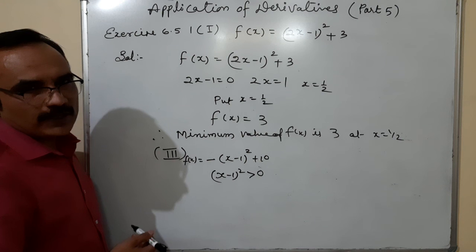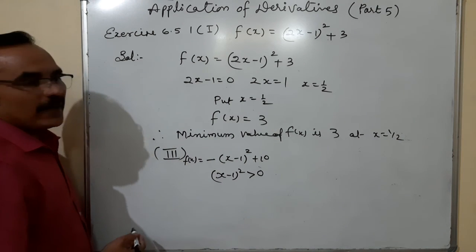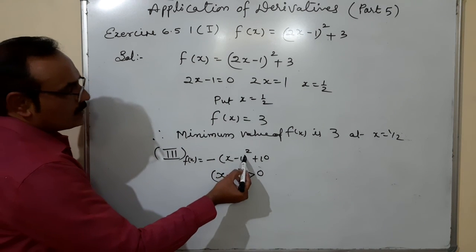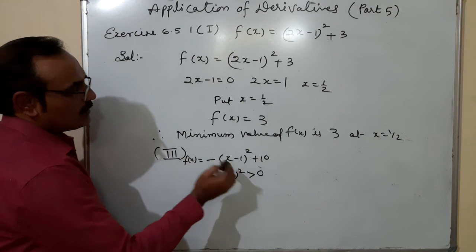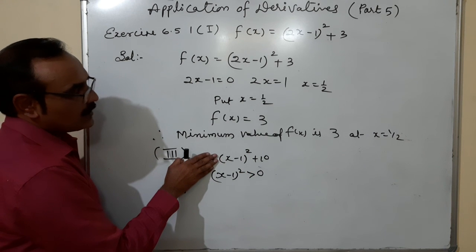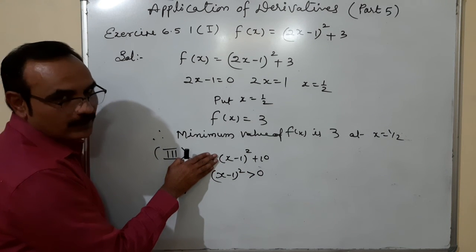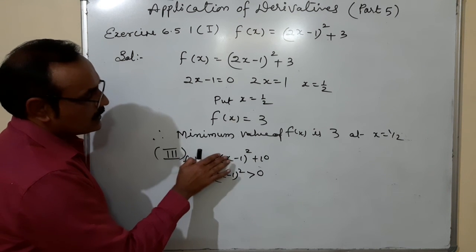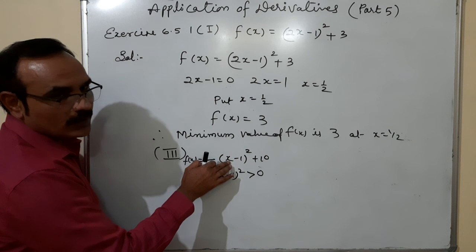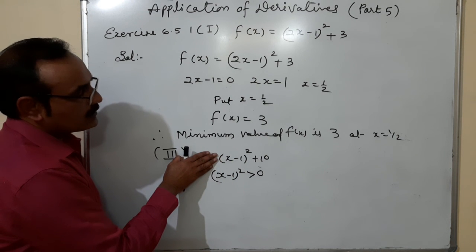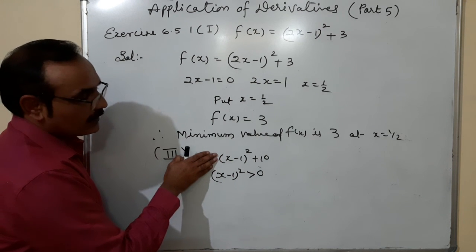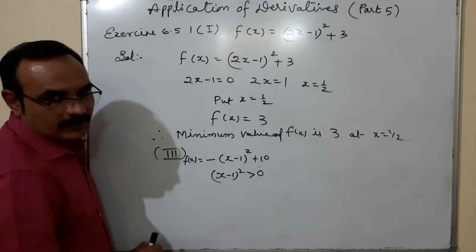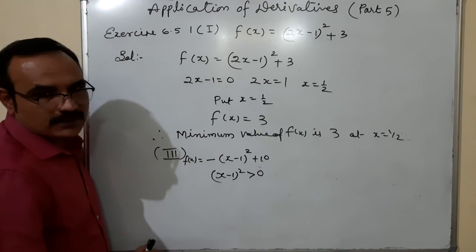What is the maximum value in it? Leave this minus sign. The minimum value of (x minus 1) whole square is 0: x minus 1 is equal to 0, therefore x is equal to 1. So when I put 1 here, it is coming 0. And then plus 10. So here the maximum value is 10.